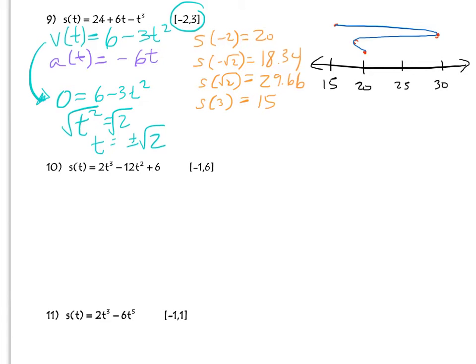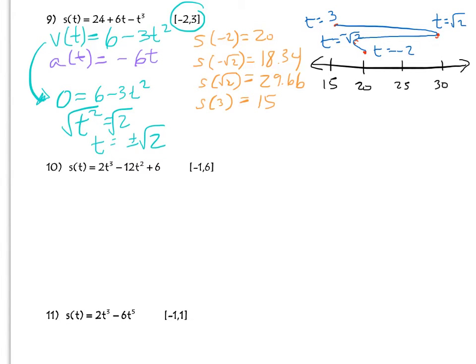We want to label those with the time. So this is at t equals negative 2, t equals negative square root of 2, t equals positive square root of 2, and t equals 3.